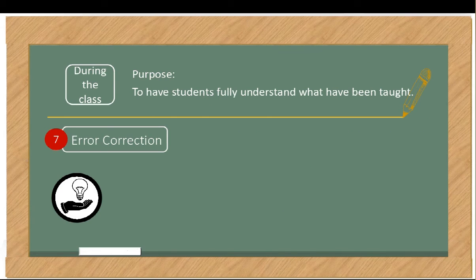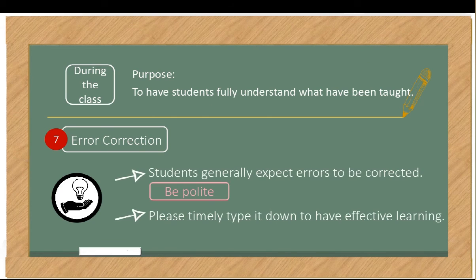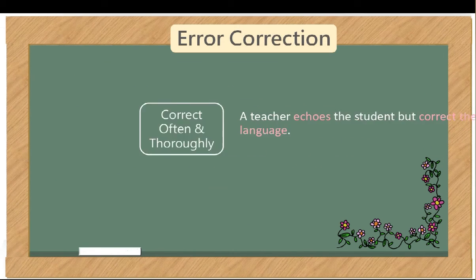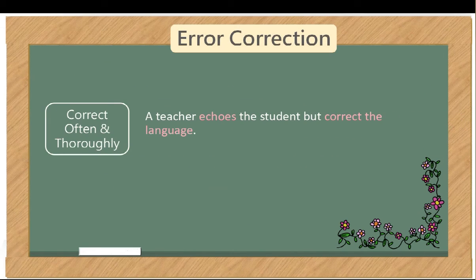7. Error correction. There isn't any single effective method or technique for error correction. It seems quite clear that students in the classroom generally desire and expect errors to be corrected. However, please be polite. Please type it down in a timely manner to have effective learning. Please refer to the 2 common types of error correction below.